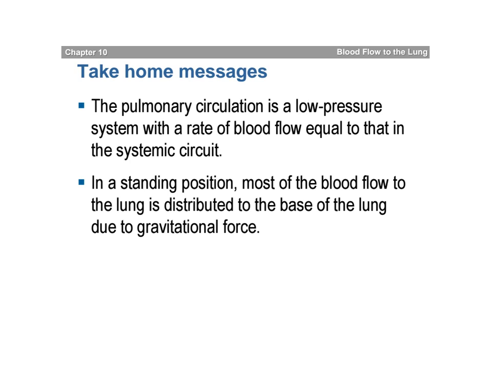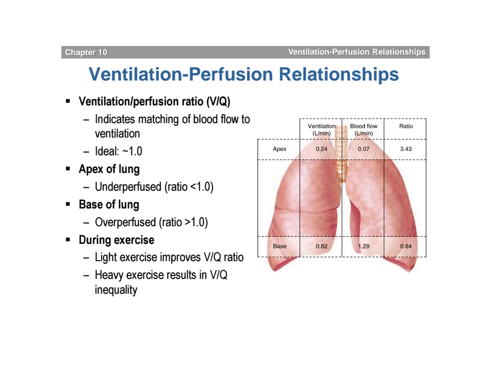The take-home messages are that the pulmonary circulation is a low-pressure system with a rate of blood flow equal to that of the systemic circuit. In a standing position, most of the blood flow to the lung is distributed to the base of the lung due to gravitational force. Previously, I mentioned that due to the effect of gravity, there's more blood flow through the base of the lungs relative to the apex of the lungs.